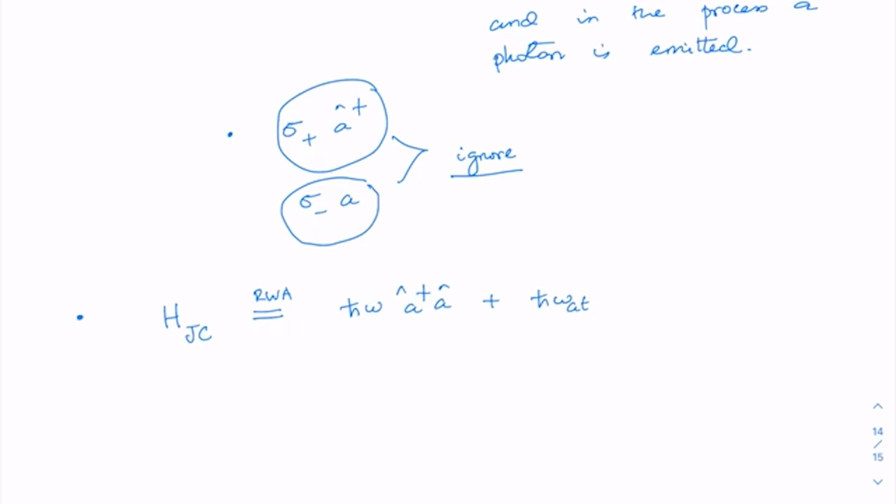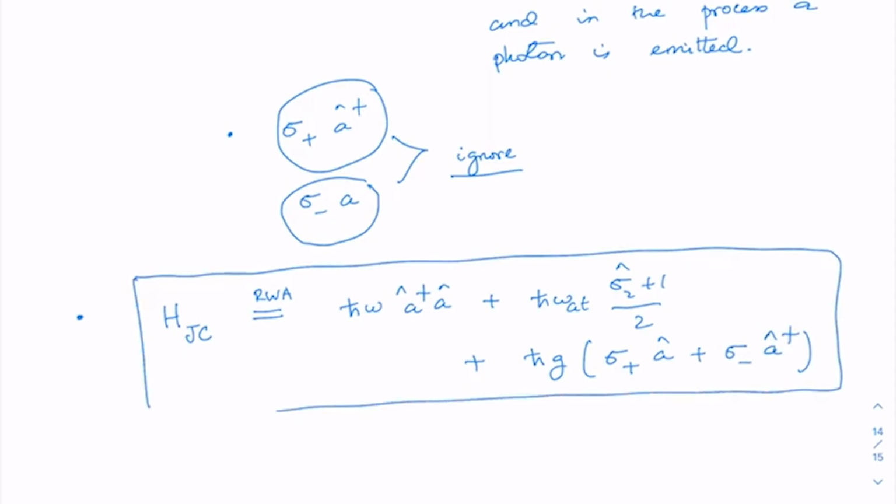We have it as sigma Z plus 1 by 2, and then we have h cross Z. I have sigma plus A plus sigma minus A dagger. So this is what we have, and we are going to discuss it now.